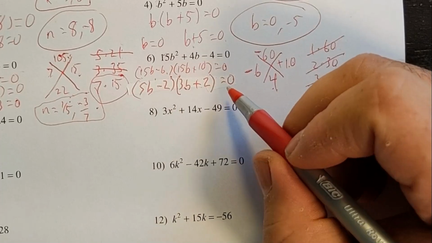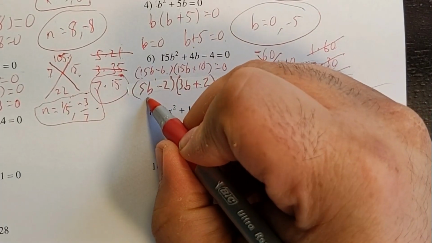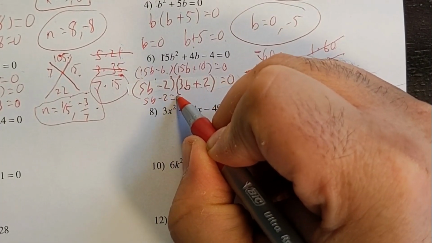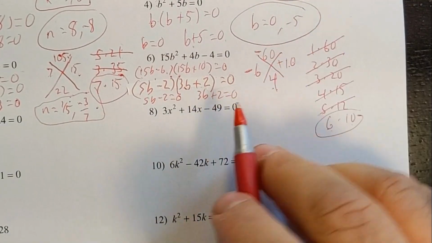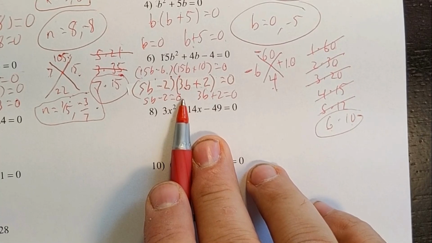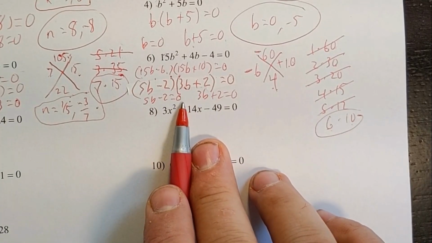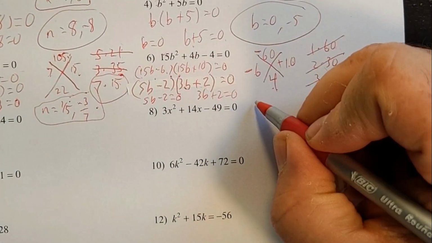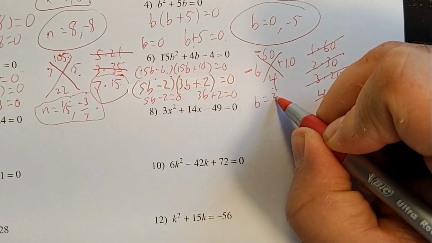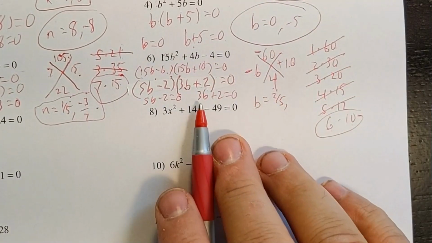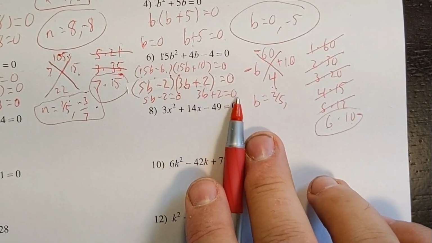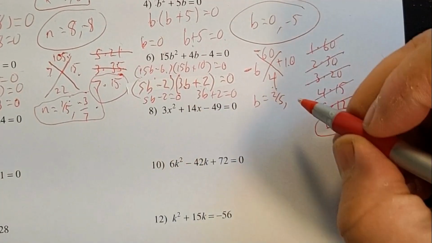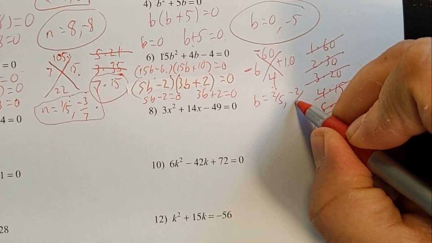And if we set those equal to 0, we'd go 5b minus 2 equal to 0, 3b plus 2 equal to 0. You would add 2 to move it across the equal sign. You'd have 5b equals 2, and then you'd divide by 5. So the first factor is going to give you 2 over 5. The second one, you would subtract 2 to move it across. You'd have 3b equals a negative 2. You divide by 3, and your second answer would be negative 2 over 3.